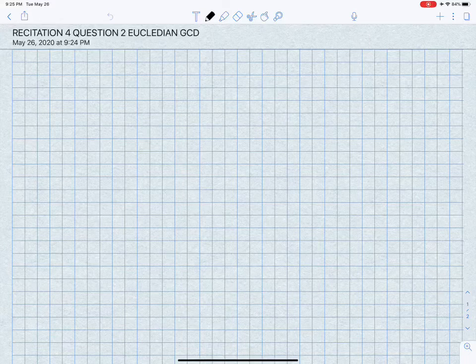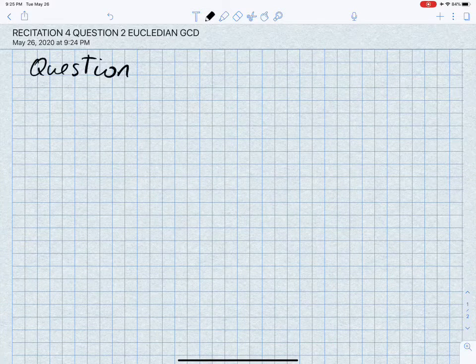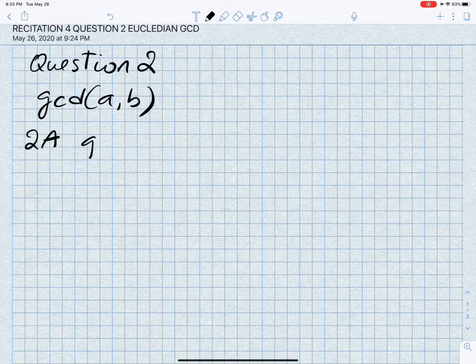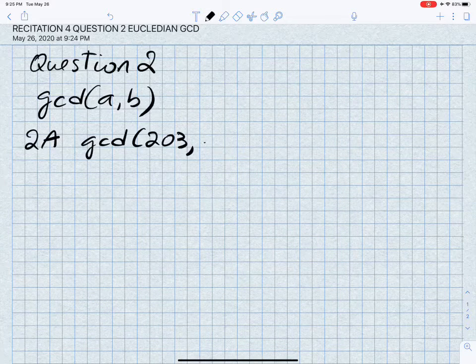All right, so let's work on the second question of the fourth recitation. So we have question 2, where we're asked to calculate the greatest common denominator of A and B. So let's take a look at 2A. For 2A, we have the GCD of 203 and 101.